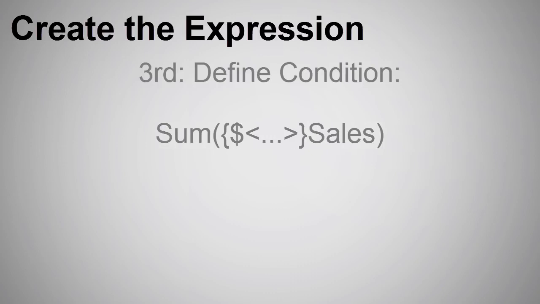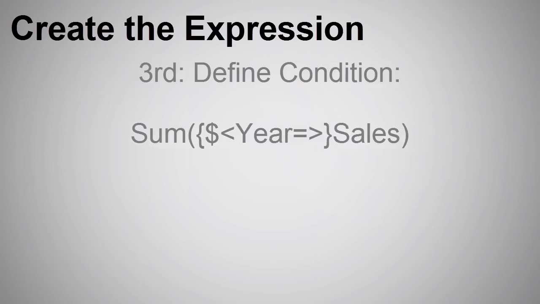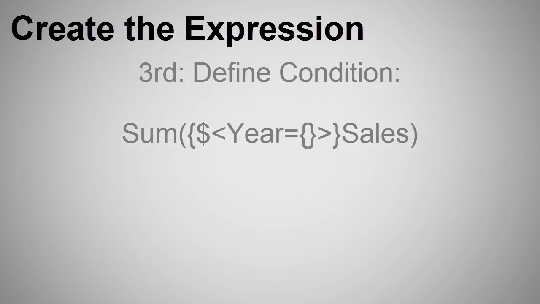Between these, you place the set of fields that will define your condition or selection, such as, in our case, year equals 2015. You define it with the field name and an equal sign, and then another set of curly braces, such as. Note that you can wrap the value in double quotes.